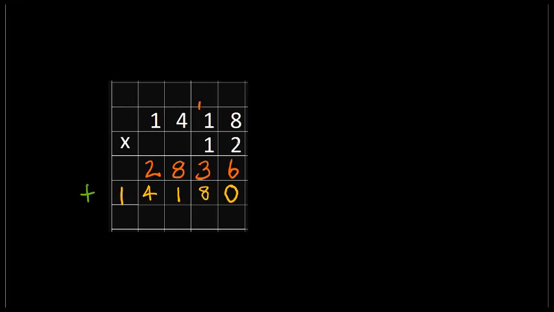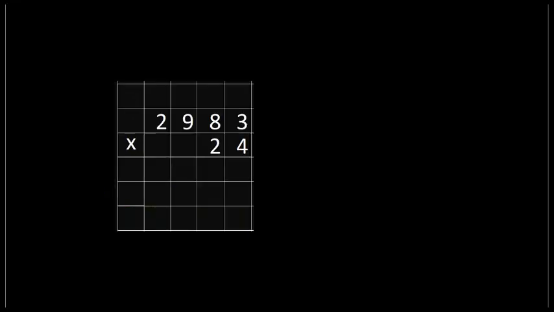Step 3, we add them together. So we're going to say 6 plus 0 is 6. 8 plus 3 is 11. So 1, carry 1 over. 8 plus 1 is 9. Plus 1 is 10. So 0, carry 1 over. 4 plus 2 is 6. Plus 1 is 7. And 1. That's your final answer. Next question.